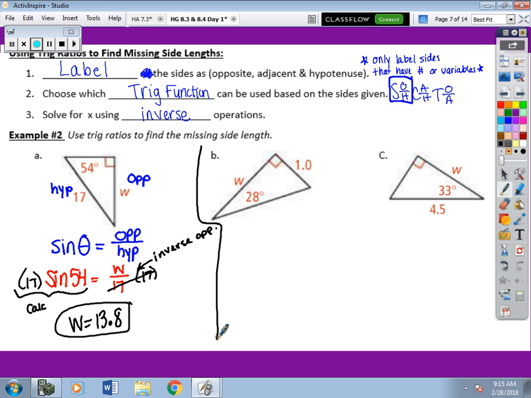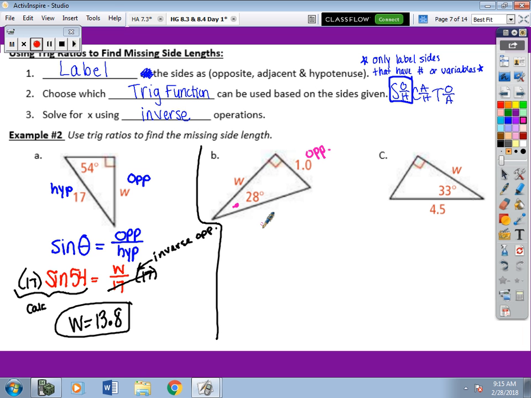Alright, next one, label your sides based on where the angle is. And this is the angle that they're talking about. So what would I label the 1.0? Is that opposite, adjacent, or hypotenuse? Abby, what do you think? Would this be the opposite, the adjacent, or the hypotenuse? Opposite. And how about the W?